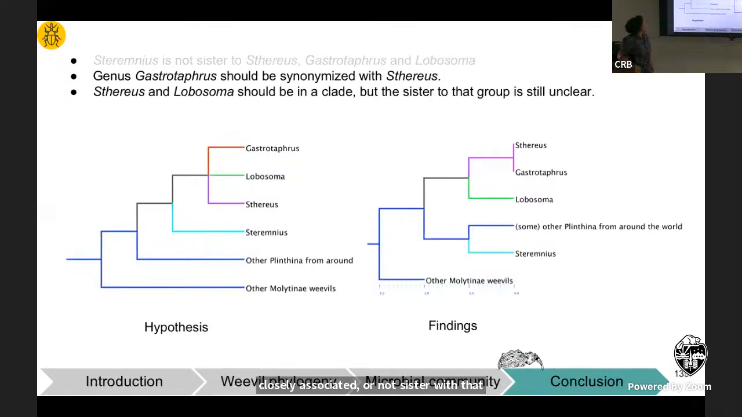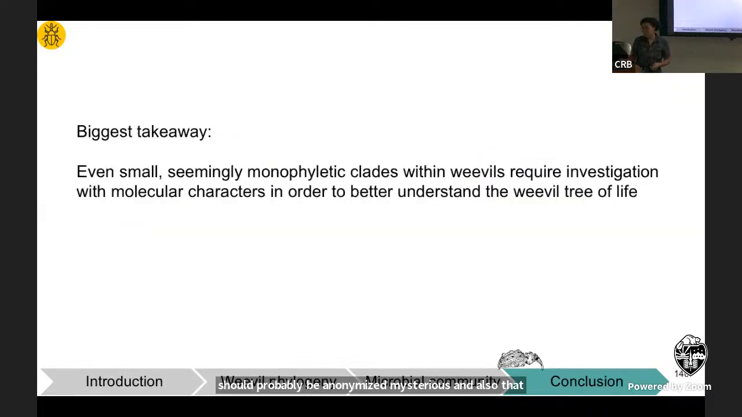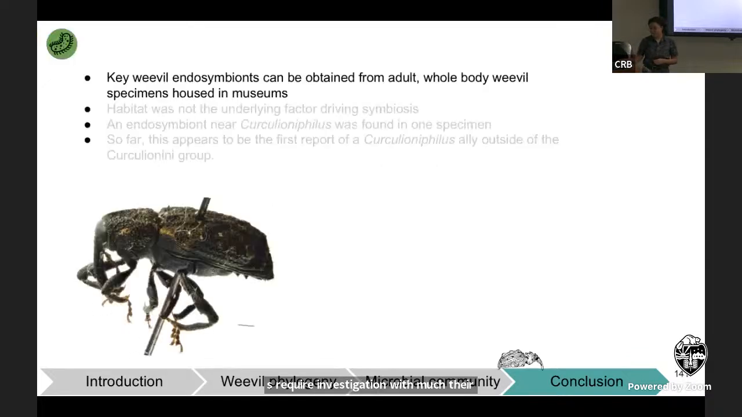Okay. I also found that genus Gastrocapris should probably be synonymized with Asterias. And also that it's hard to say what the sister to the Gastrocapris Lobosoma could be. My biggest takeaway here was that even small, seemingly monophyletic clades within weevils require investigation with molecular characters in order to better understand the weevil tree of life.